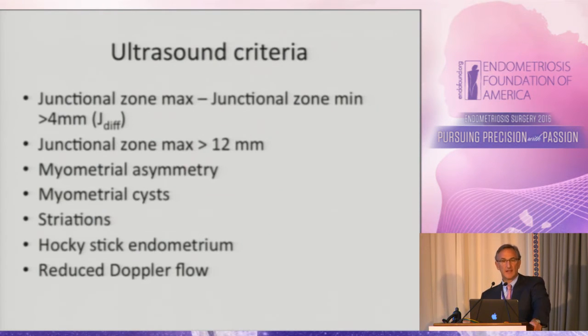The ultrasound criteria, and I give a lot of credit to Caterina Exacoustos from Italy, because she's done the pioneering work with the ultrasound criteria. She's looking at a junctional zone variation, what she calls the junctional zone difference, of greater than 4 millimeters, which is the thickest portion of the junctional zone minus the thinnest portion. The maximum junctional zone thickness of 12 millimeters, myometrial asymmetry, myometrial cysts, striations, hockey stick of the endometrium, and reduced Doppler flow within the myometrium where there's focal adenomyosis.